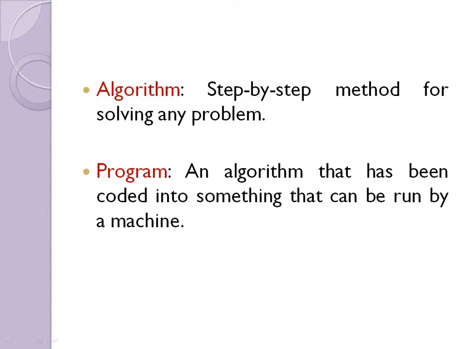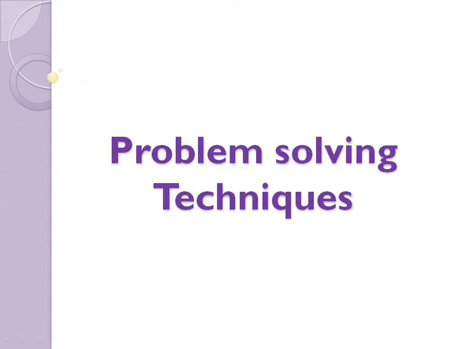Before this chapter, we used to discuss that a program is a collection of instructions. Okay, a collection of instructions. Here, in terms of algorithm, a program is an algorithm that has been coded into something that can be run by a machine. What are problem solving techniques?